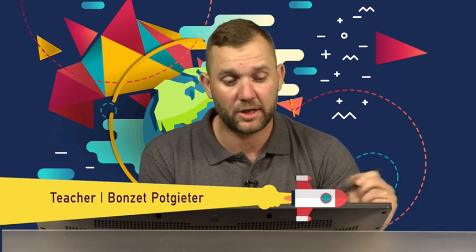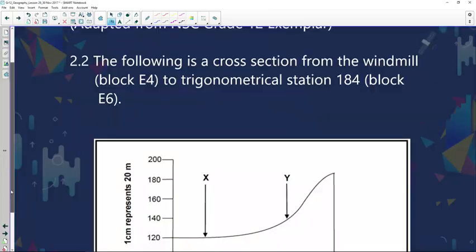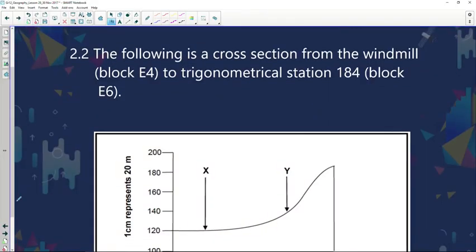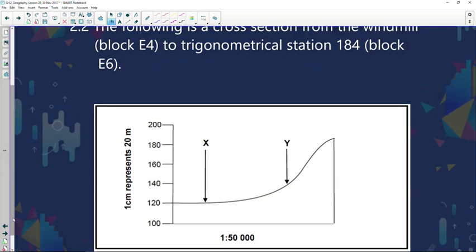So basically we're looking at 2.2. Now the examiner provided you with a cross section from one point to another point. Now what's a cross section? It's a side profile of the land area. Now as you can see, the side profile.